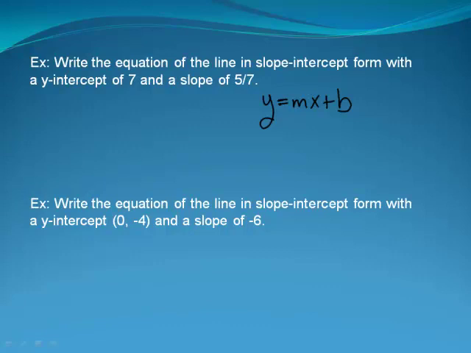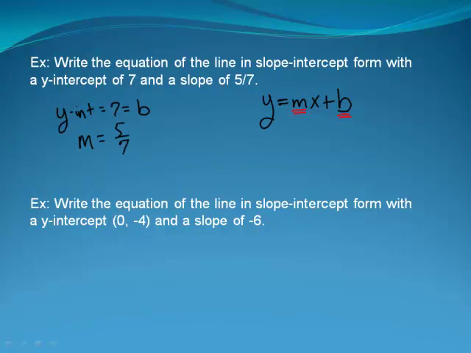In order to write an equation using that form, there are two things you need to know. You have to have something to put in for m, and you have to have something to put in for b. Note that the problem gives you those two things. They tell you your y-intercept is equal to 7. That is your b value. Okay? And you have a slope of 5/7.